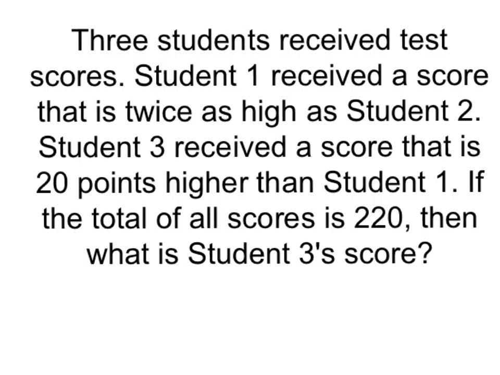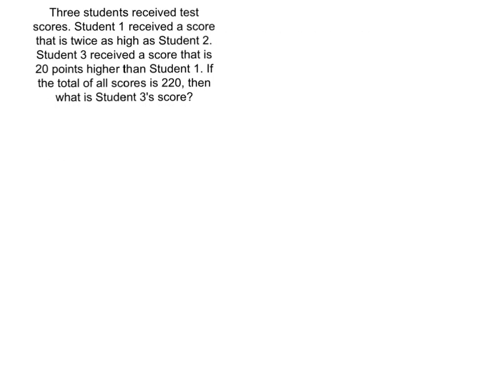Three students received test scores. Student 1 received a score that is twice as high as student 2. Student 3 received a score that is 20 points higher than student 1. If the total of all scores is 220, then what is student 3's score? On the practice problem, student 1 received a score that is twice as high as student 2. So we have 1, 2, and 3. The sum of all the scores is 220.